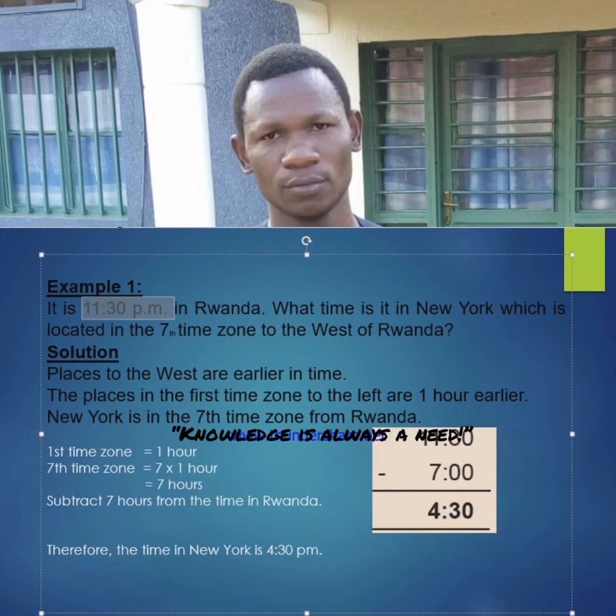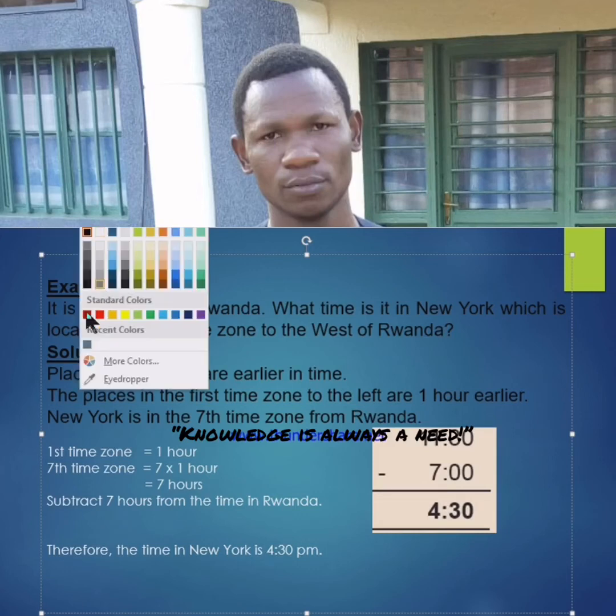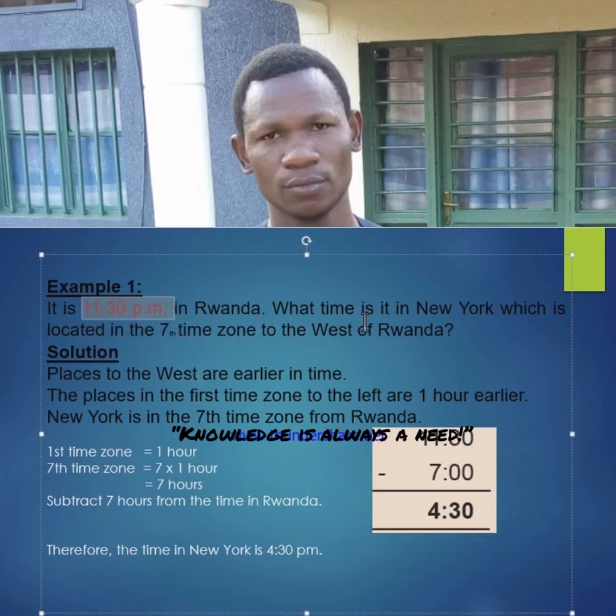So let's color them. The second thing to notice: what time is it in New York, which is located in the 7th time zone? The 7th time zone is the position. The last thing: to the west of Rwanda. So let's use those 3 things to solve our problem.